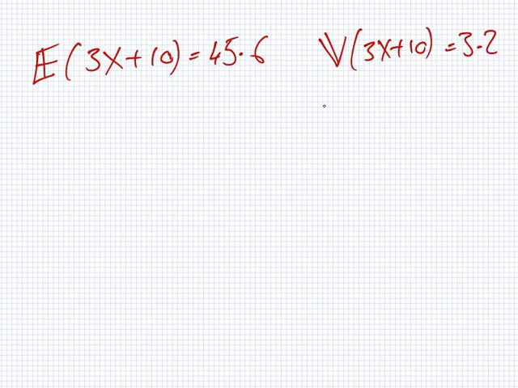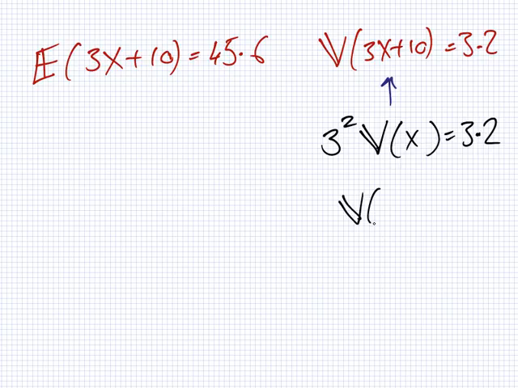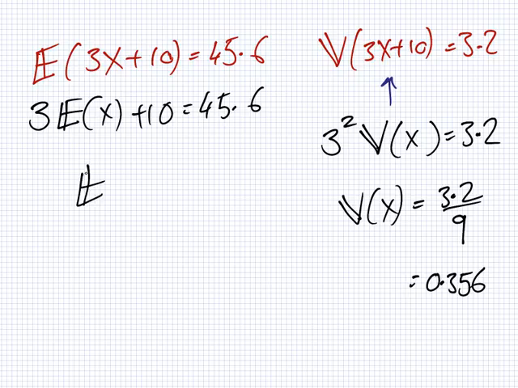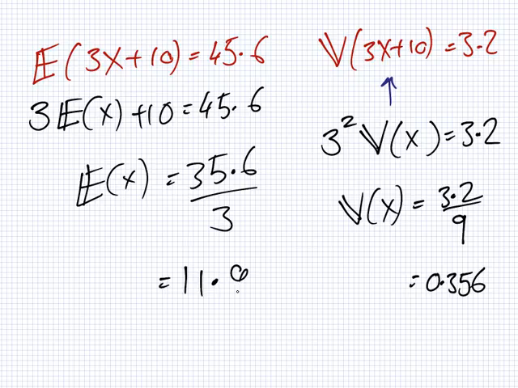Right, so I think this one looks nice to look at first because you can change that into 3 squared variance of x equals 3.2. So variance of x equals 3.2 divided by 9, which is 0.356. And then here we can have 3 times expected value of x plus 10 equals 45.6. So expected value of x equals 35.6 over 3, which would be 11.87. So 11.9 then.